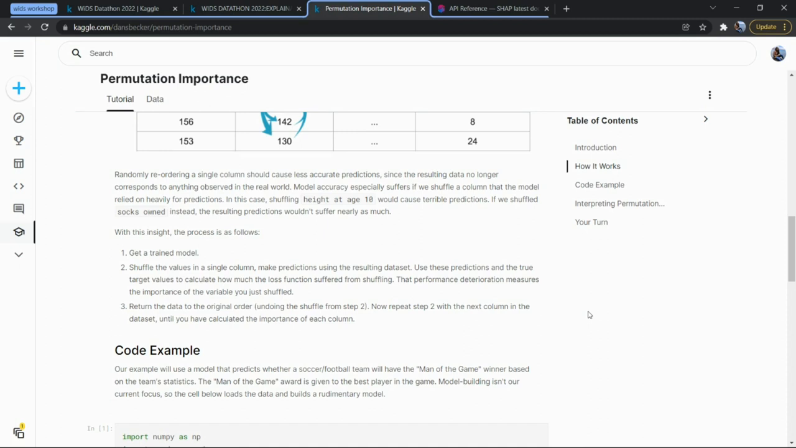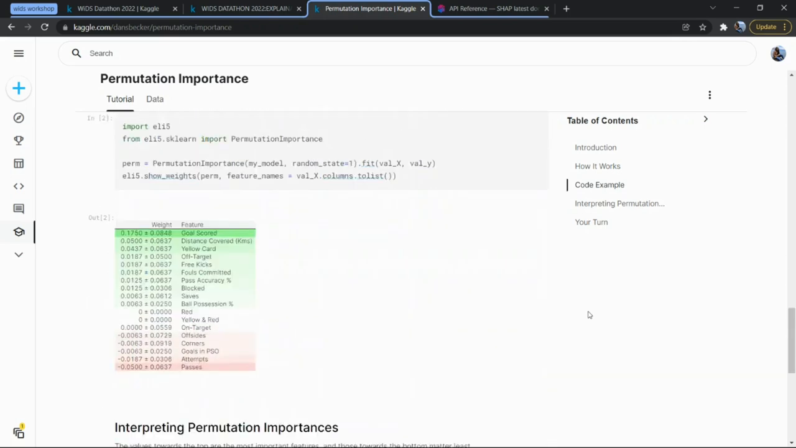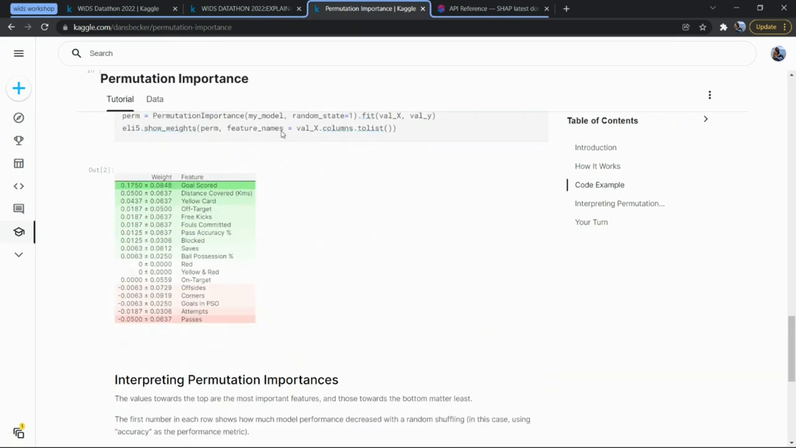You shuffle the entire feature column and then you calculate the importance of that column with the model's predictions and by comparing the accuracy. And after that, you reshuffle it back to the status quo that was there originally. And then you shuffle another column whose feature importance you need to calculate. And then you calculate the predictions and see. So this is how you do this. And after that, whatever you get.